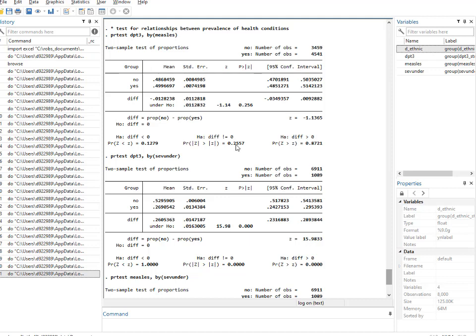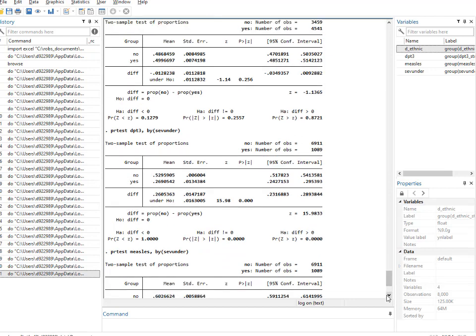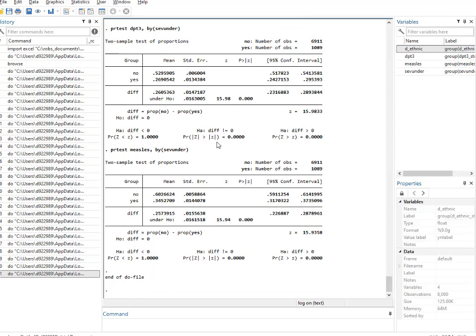So there's no apparent connection there, but there is a very clear connection, it seems, between whether or not you've got a severely undernourished child and whether you've had this vaccine. You can reject that very, very clearly. And also having a severely undernourished child and having had the measles vaccine, definitely very strongly related. So there does seem to be a connection between each of the vaccinations and the condition of having an underweight child, but not between the vaccinations directly, which is interesting.